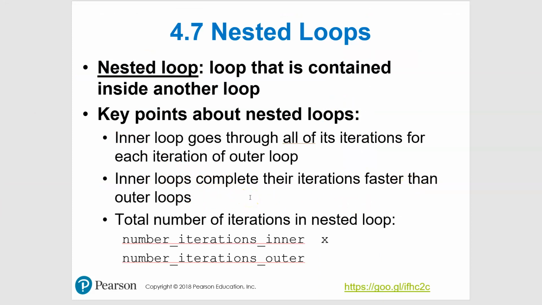You'll also notice, if you run through and get to the bottom of this program, that the total number of iterations is the number of iterations of the inner loop times the number of iterations of the outer loop.